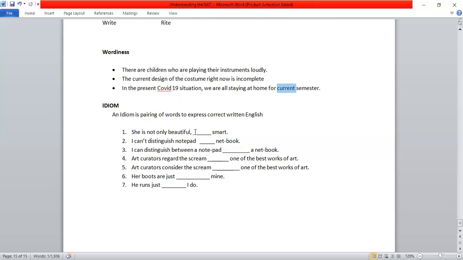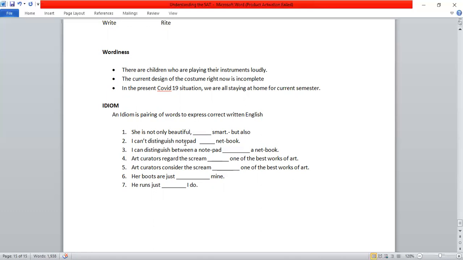She's not only beautiful, dash, smart. Now, for all those who think she's not only beautiful but smart, that's incorrect. The idiom which says not only always requires but also. If you use but, it goes with not. She's not beautiful but smart. That will be correct. But when you say not only, you have to use but also.